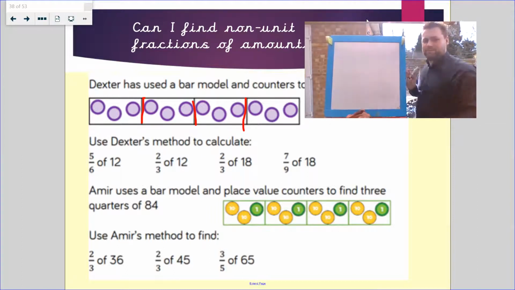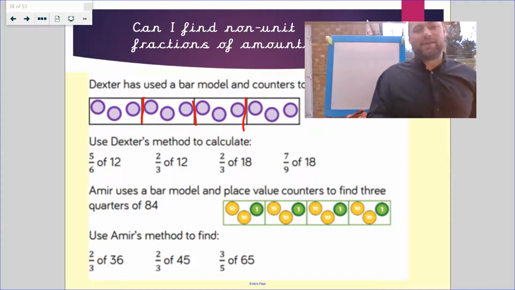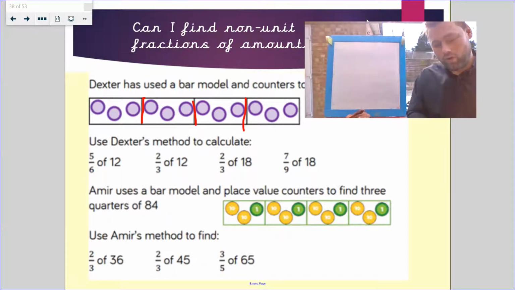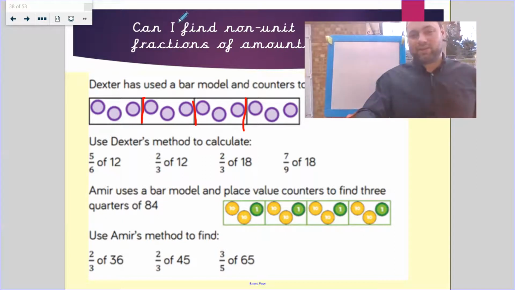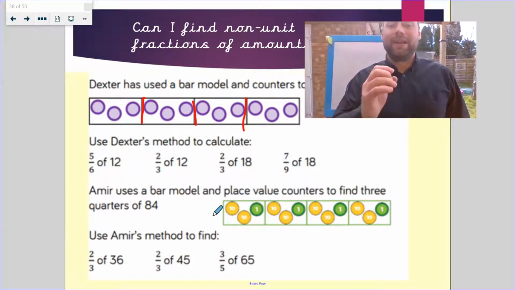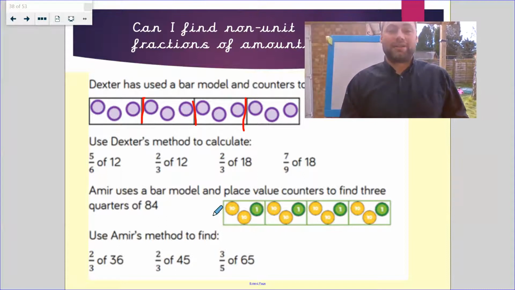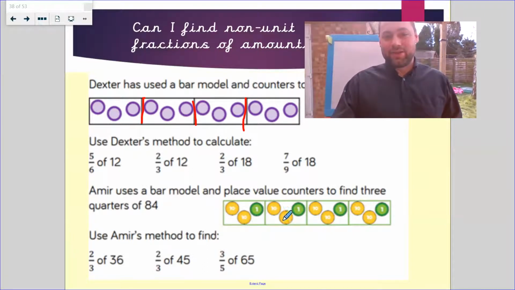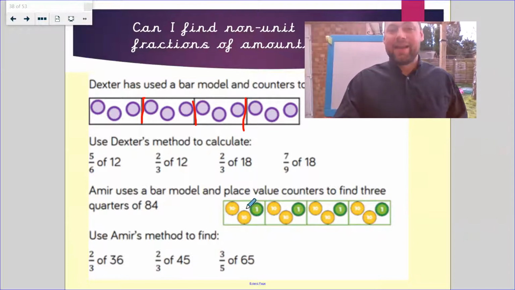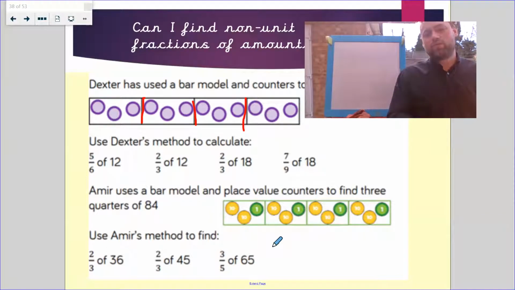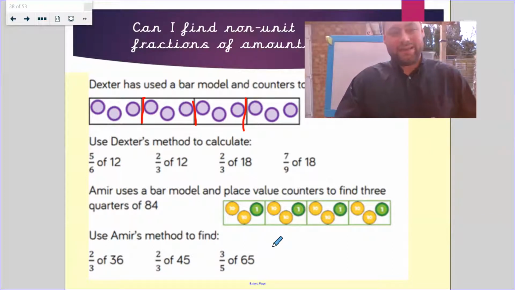We can now look at using place value counters here, and you can see that Amir has used a bar model and place value counters to find 3/4 of 84. And you can see what he's done here. He's got a 10 and a 10 and a 1. So in each group, he's got 21 counters or values. He needs to find out what 3/4 are. So he's got 10, 20, 30, 40, 50, 60, and then 3 1s. So 63 is 3/4 of 84.